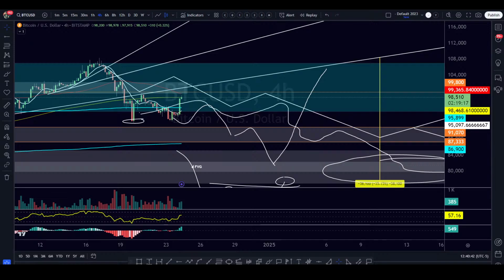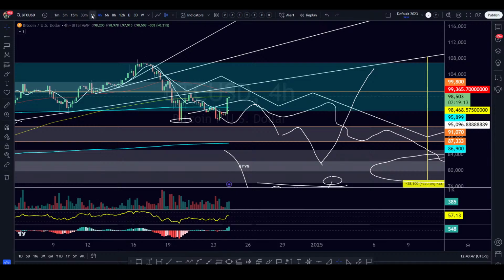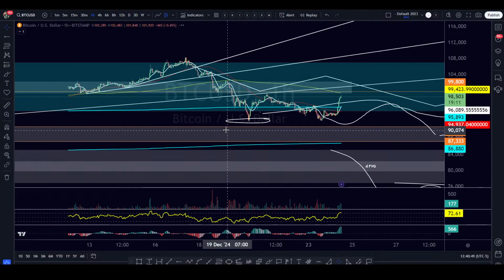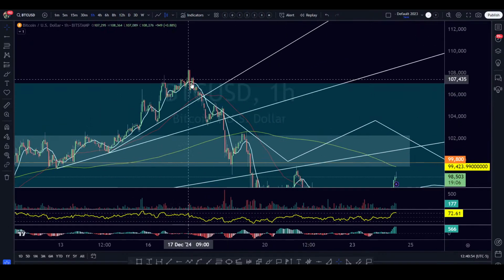All right. So here, we're done with this, and it's just level by level. And we were on the 1 hour time frame when we were looking at this. And this is what we were looking at. We were looking at this right here.